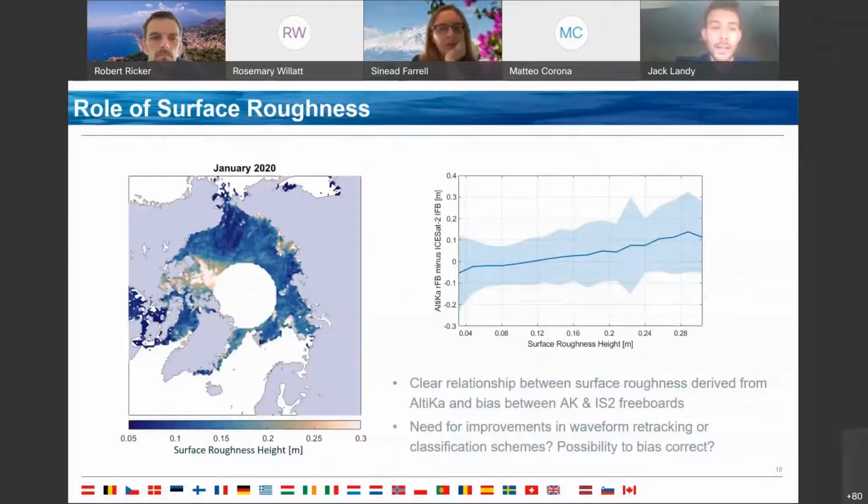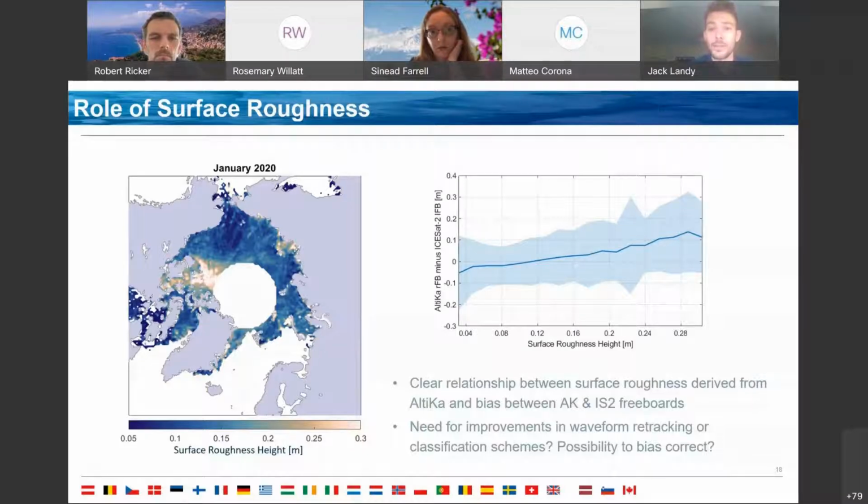And then the final thing I want to note here is that with the physical waveform fitting technique, as Nathan talked about, we can retrieve the surface roughness as another parameter beyond just the range, which we need for the freeboard. On the left is the retrieved surface roughness from Antarctica in January 2020. You can think of this as the roughness of the scattering surface, so a combination of snow surface scattering and some volume scattering. And on the right we plot the relationship between the surface roughness over the entire winter season, 2019 to 20, versus the difference between Antarctica and IceSat-2 freeboards.